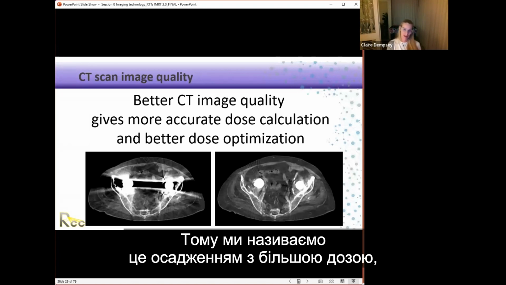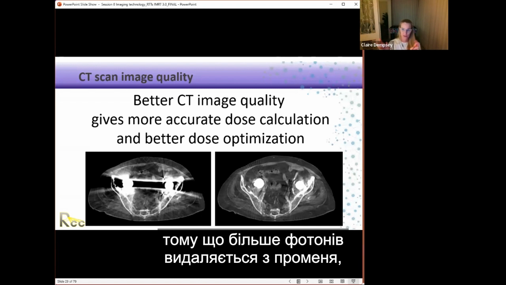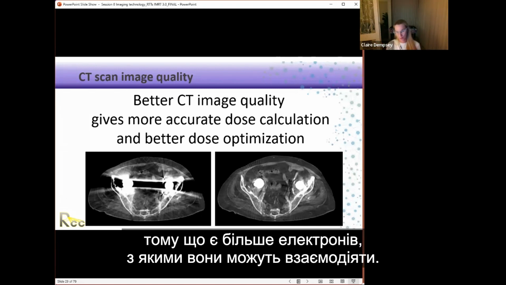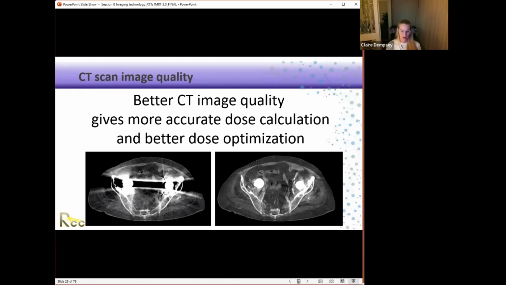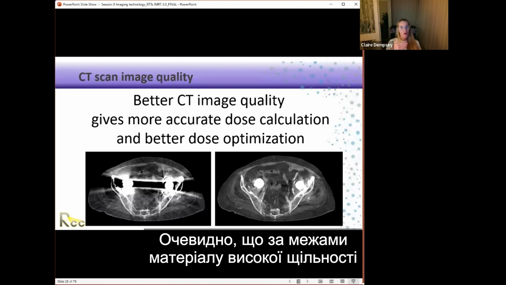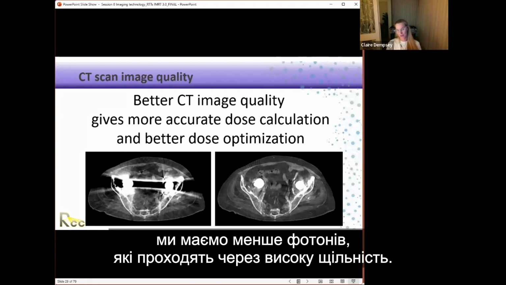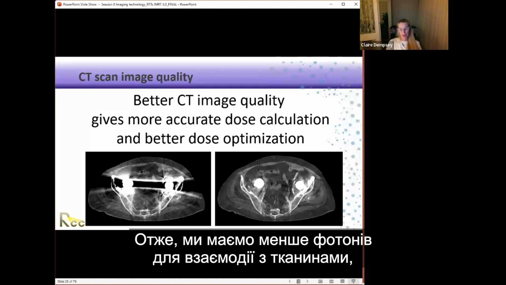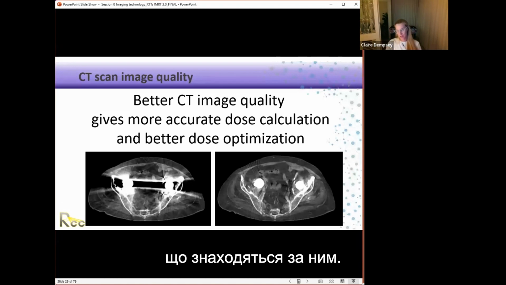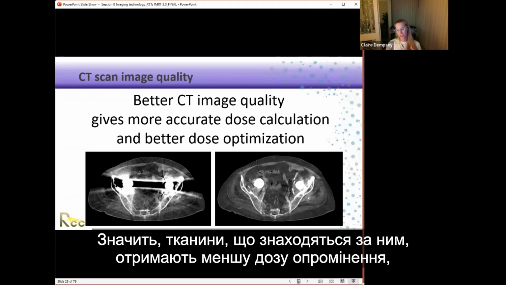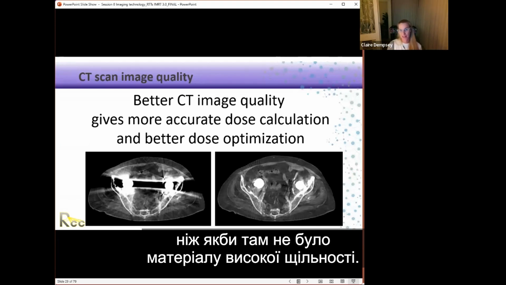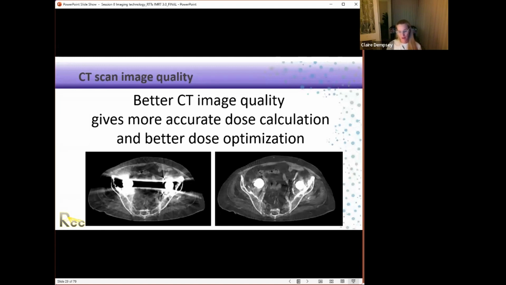So we'd call that higher dose deposition, because more photons are removed from the beam because there's more electrons for them to interact with. And then obviously beyond that high density material, we now have fewer photons passing through. So we have fewer photons to interact with the tissues beyond that, so the tissues beyond will receive less dose than if the high density material wasn't there.